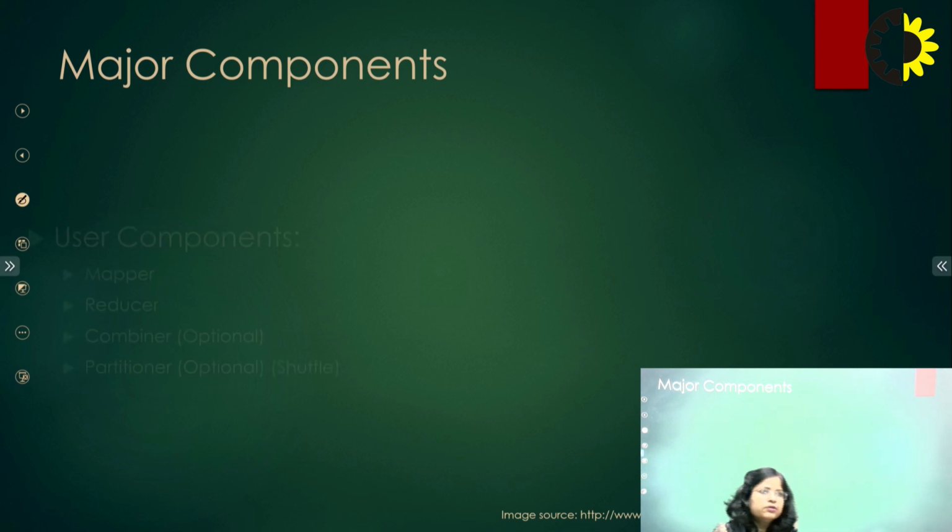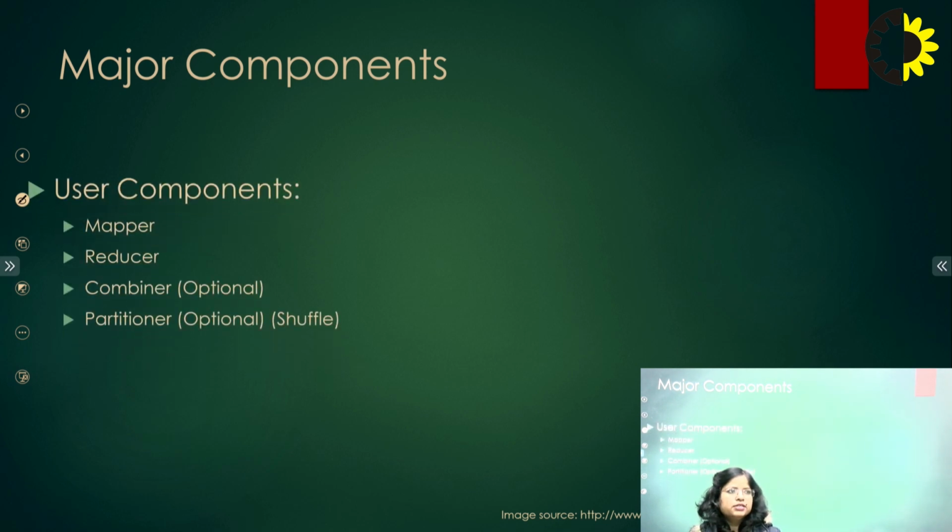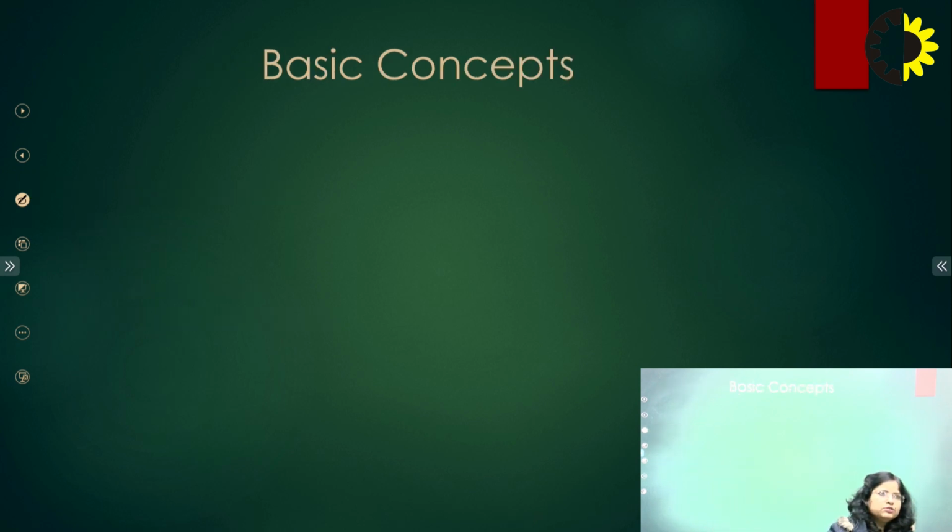The major components of MapReduce are: first the mapper, second the reducer, third the combiner, and fourth the partitioner or shuffle. These are the four components of MapReduce.